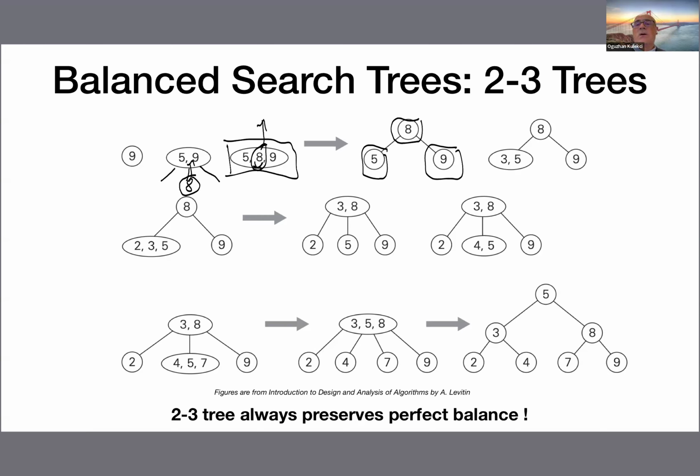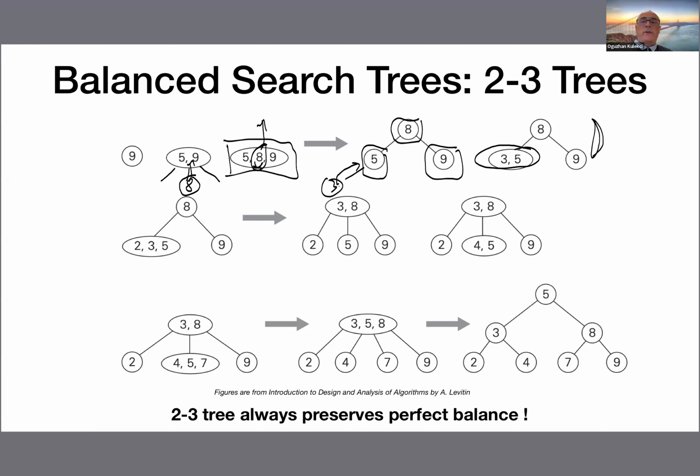Let's see, now I would like to insert 3. When I insert 3, it should come to here, but 3 is not allowed to cause an imbalance. So it is promoted to its parent. Its parent was a 2 node. Now it becomes a 3 node. Everything is fine. You see, all the leaves are always at the same level.